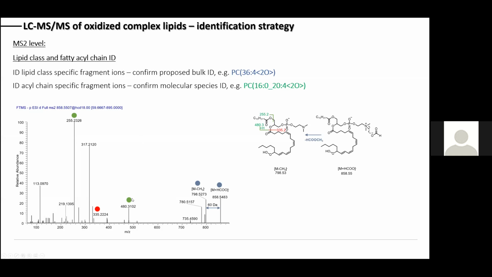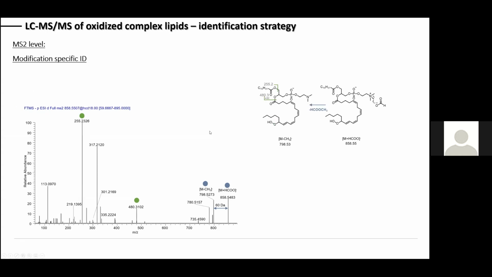And we also have a set of ions which confirm our acyl chains. The one here at 255 confirms the presence of fatty acid 16:0. The one at 335 confirms the presence of 20:4 with 2 more oxygens, and we also have some lyso fragments. So the next level is modification-specific identification.